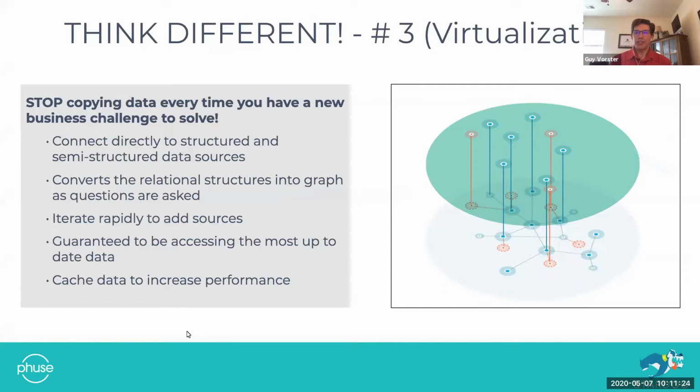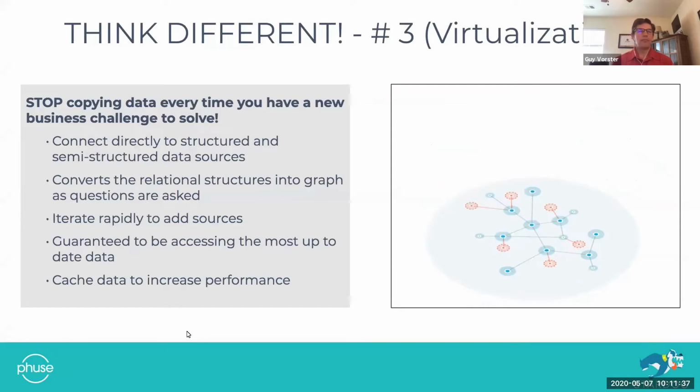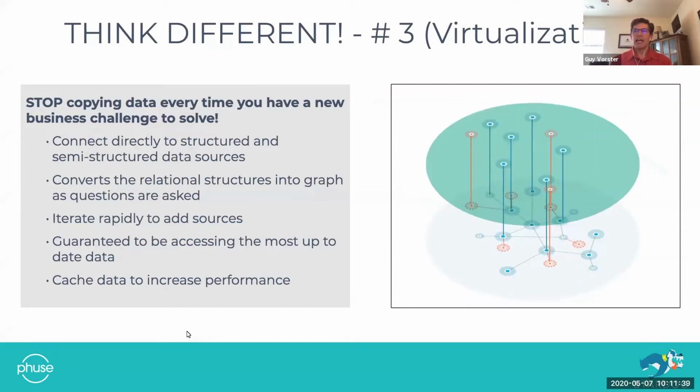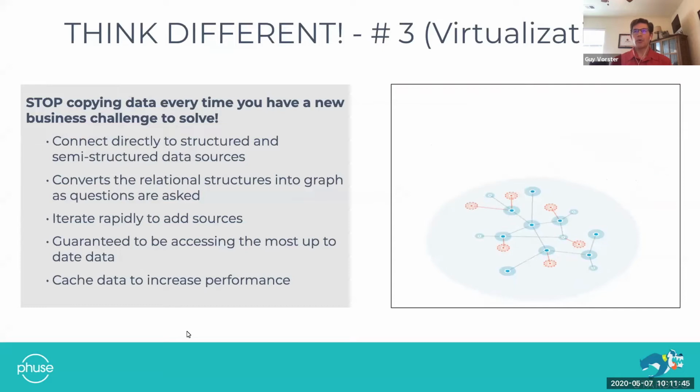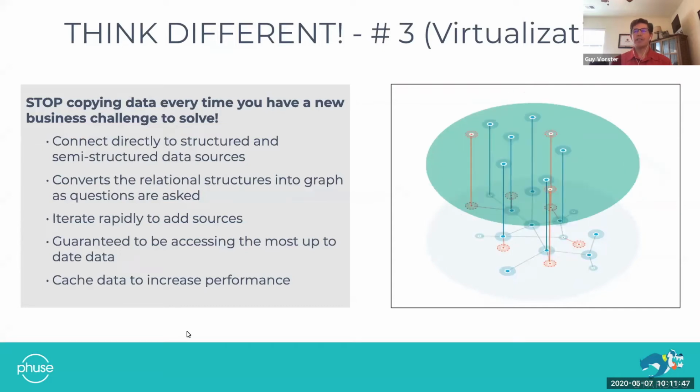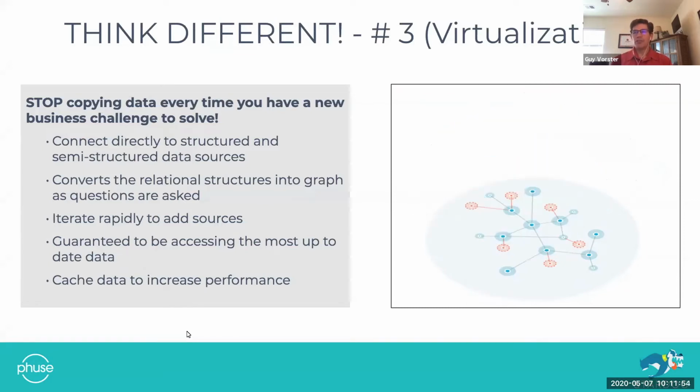And as questions are asked of the Stardog graph, we're converting that structured or semi-structured information into the semantic graph format and presenting it up to the applications and processes that are asking for it. This kind of approach, as you can well imagine, allows you to iterate very rapidly with regards to adding new sources and onboarding new data sets into the environment. And this guarantees that we're always getting the most up-to-date information when we ask questions.